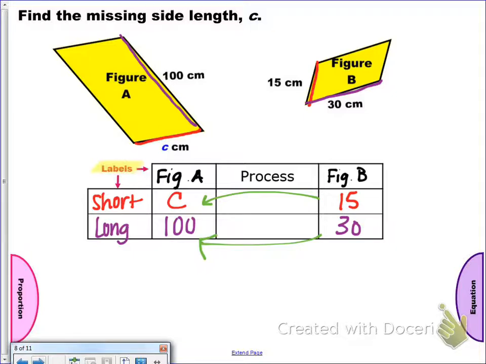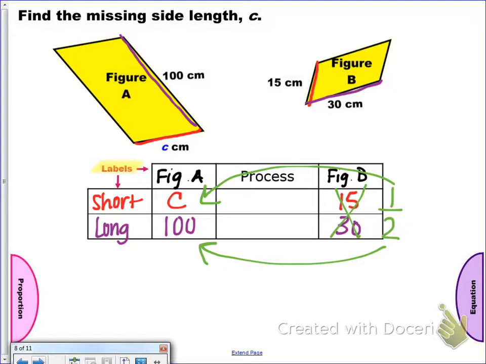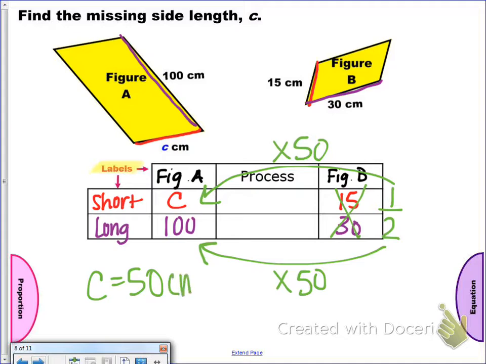So the next thing I do is I look and ask, can I reduce one of my fractions? And I can. 15 over 30 will reduce down to 1/2. So what I do is I completely cross out my old fraction of 15 over 30, and I take my new fraction. So 1 will point to C and 2 will point to 100. The scale factor is now a nice pretty times 50, and so I will do times 50 on top, and C is now equal to 50 centimeters.